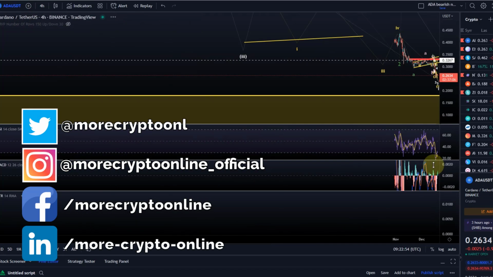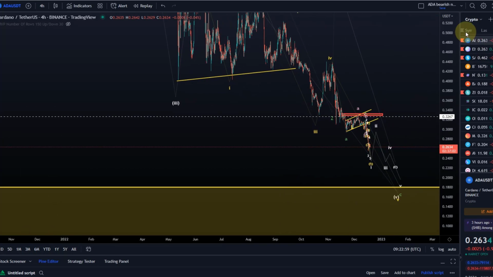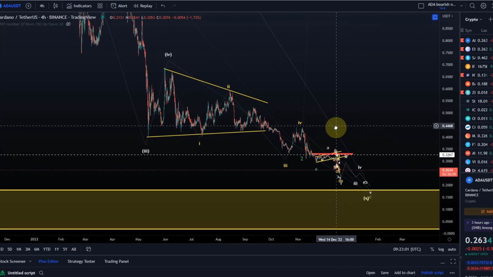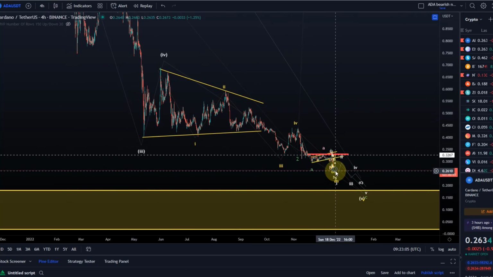We continue to be hovering and moving sideways after we dropped to 26 cents in the last few days. So let's just take another look at the high level wave pattern here. Let's remind ourselves. Then we take a look at the lower level price action.